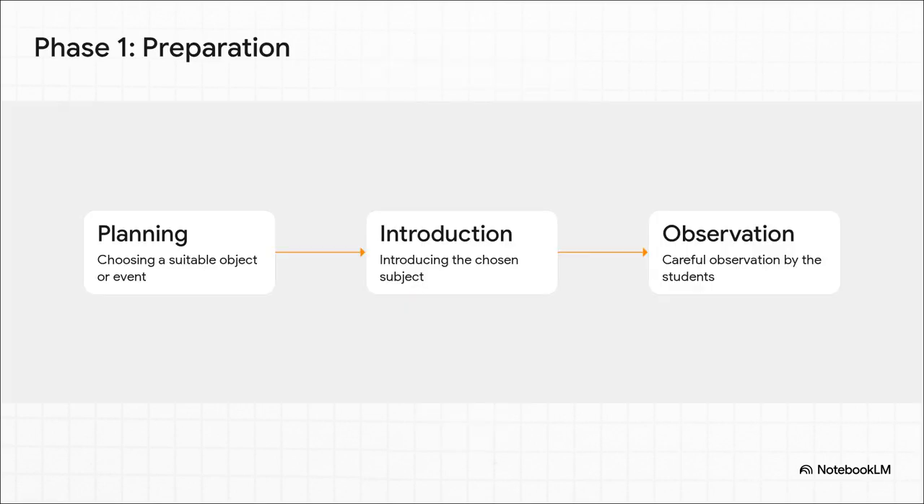It all starts with meticulous preparation. Step 1, planning is entirely on you. You need to choose an event that perfectly matches your syllabus. Step 2 is the introduction. You have to frame the context so students know exactly why they're looking at, let's say, a sprouting seed. And then comes step 3, the observation itself, where you take a step back and the students take the spotlight.